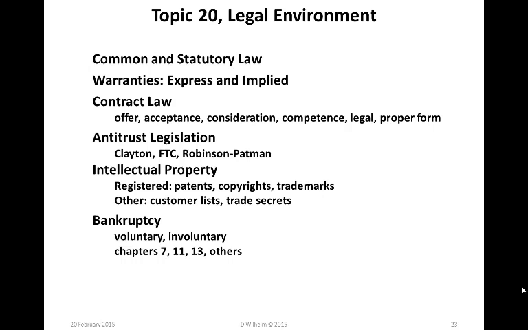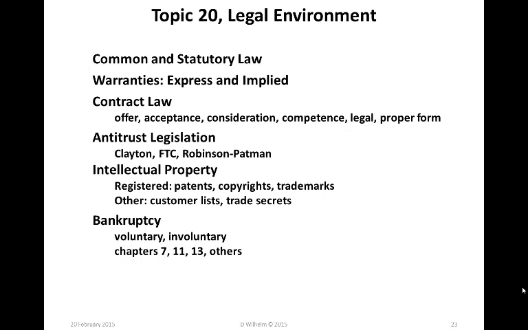Intellectual property. There are 3 types of intellectual property that have to be registered with the government. Patents typically last 20 years, though there are exceptions. Copyrights, life of the owner plus 70 years. If it's personal, if it's done for an organization, there are different rules.